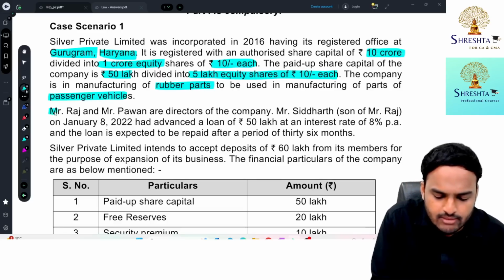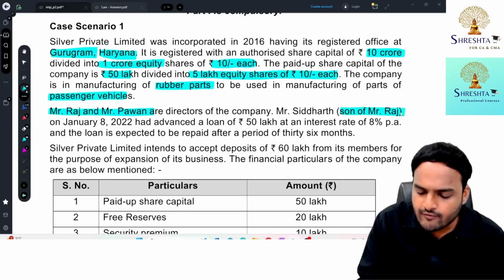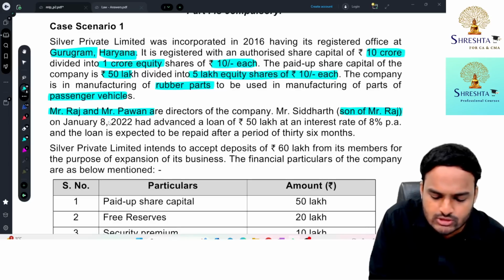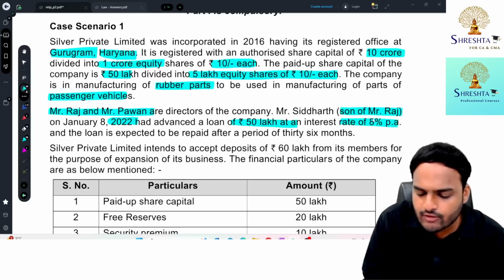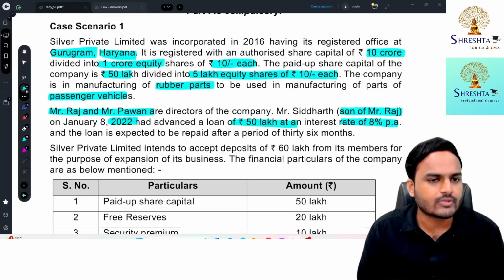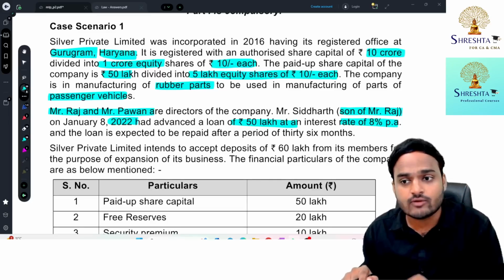Mr. Raj and Mr. Pawan are directors of the company. Mr. Siddharth, son of Mr. Raj, on January 8, 2022, had advanced a loan of 50 lakhs at an interest rate of 8% per annum. So this scenario is linked to acceptance of deposits.